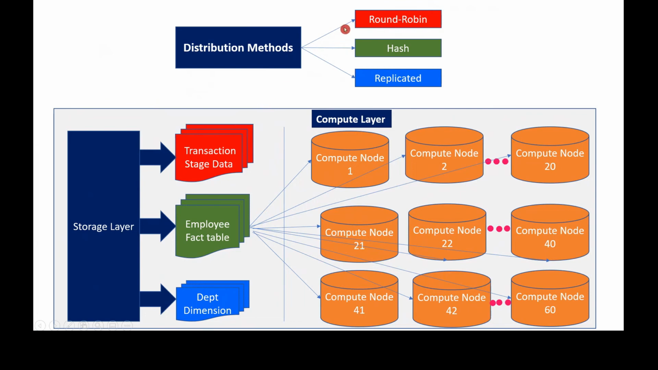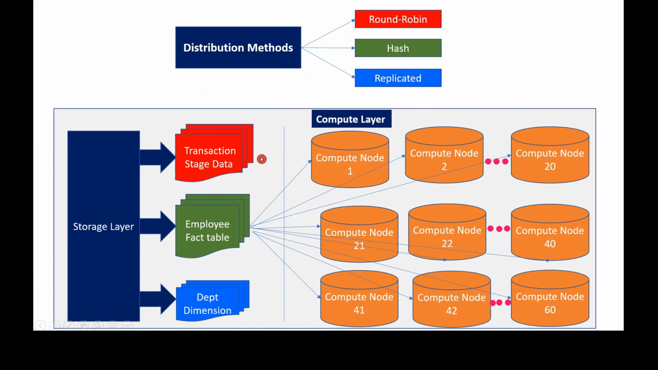Let me explain the logic. With round robin, let us assume there are 120 records in this transaction table, and we have 60 compute nodes. It will start by distributing the first record to compute node 1, the second record goes to compute node 2, and similarly the 60th record will go to compute node 60. Once the first round is completed, it will start the second round. The 61st record will go to compute node 1, and the 62nd record will go to compute node 2. Similarly, the 120th record would go to compute node 60. Now the second round is completed, and it will start with the third round.